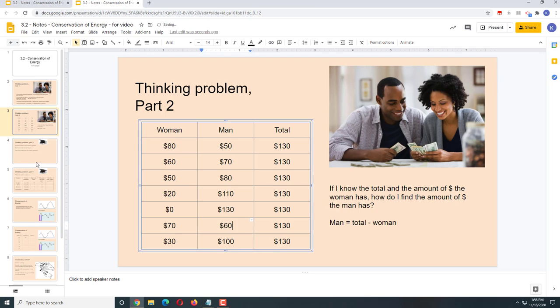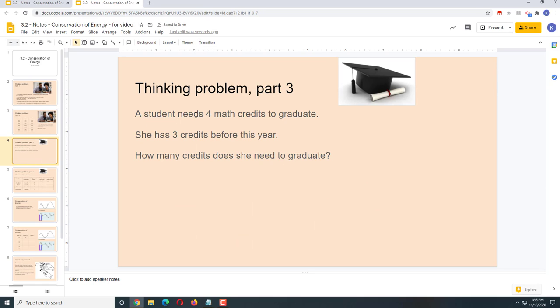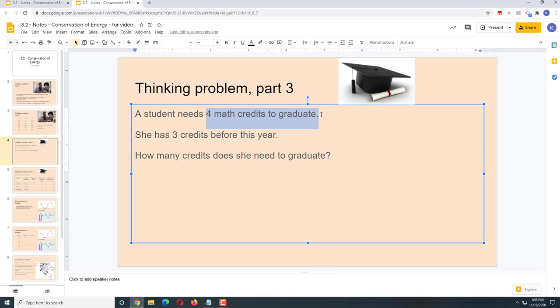Similarly, if a student needs 4 math credits to graduate, and she has 3 credits before this year, she will need 4 minus 3, which is 1 credit, 1 more credit to graduate.